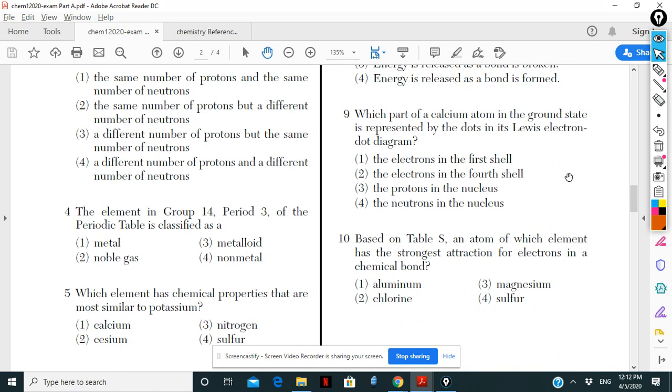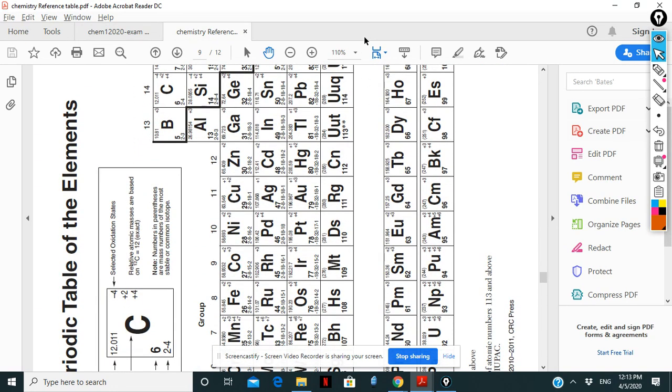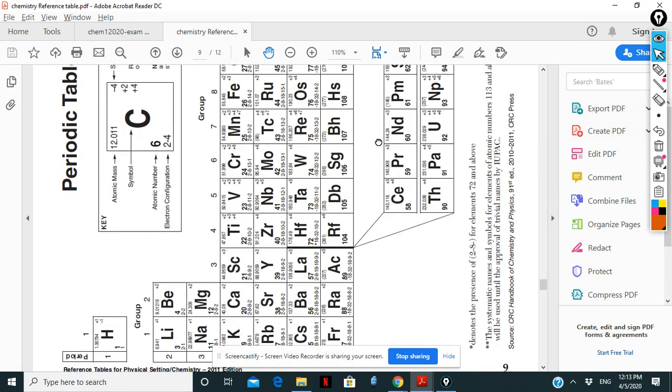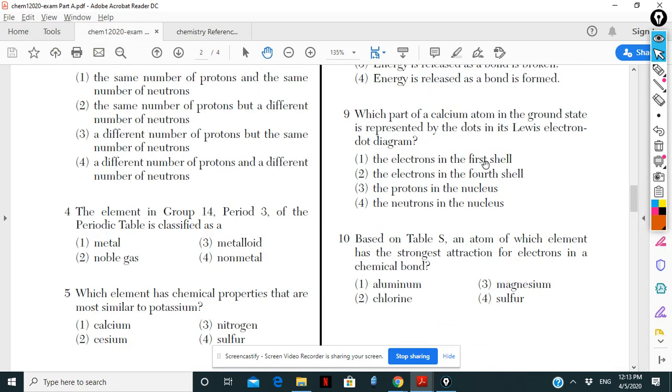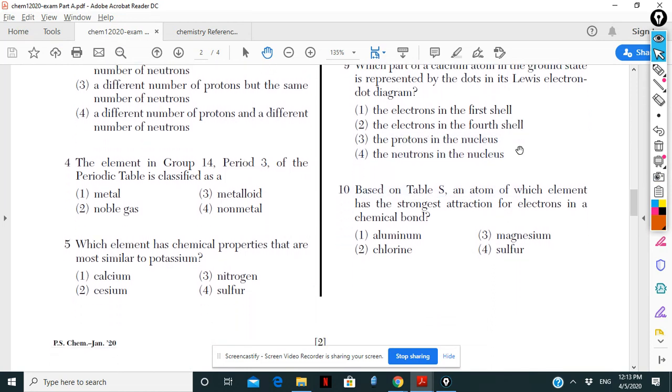Question number 9. Which part of a calcium atom in the ground state is represented by the dots in its electron dot diagram? We understand that it's always the valence shell. So I'm going to see what the valence shell number is for calcium. Calcium is 2, 8, 8, 2, so it's the fourth shell. The Lewis structure always shows the last shell.